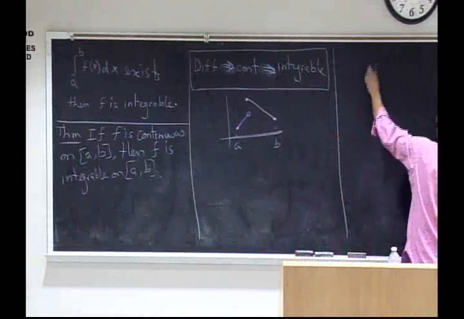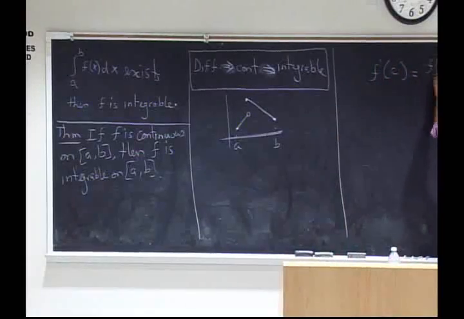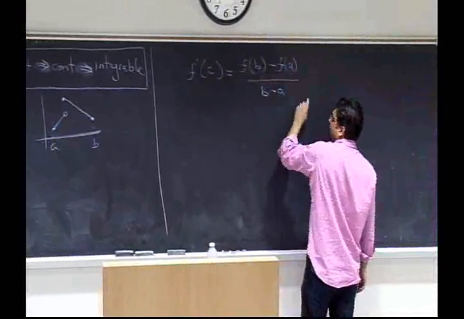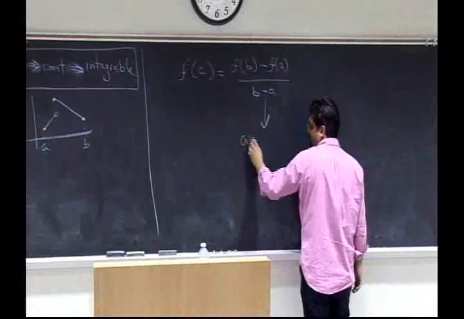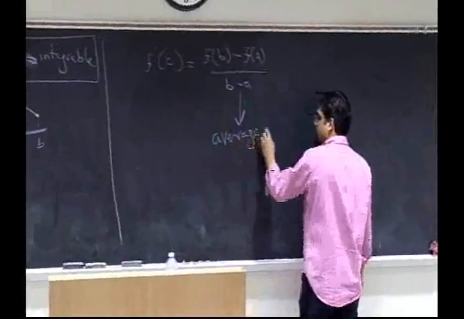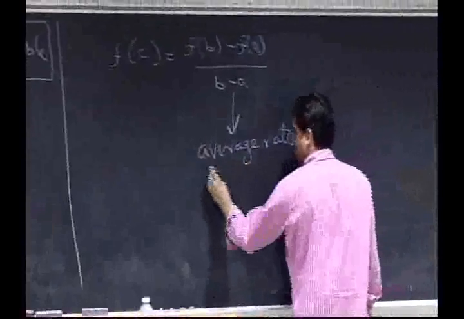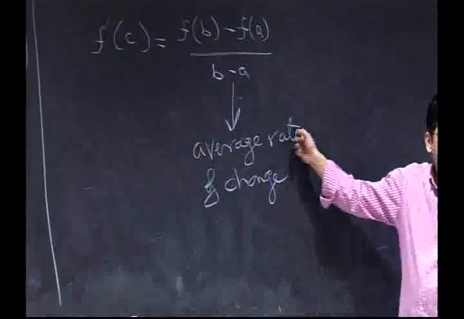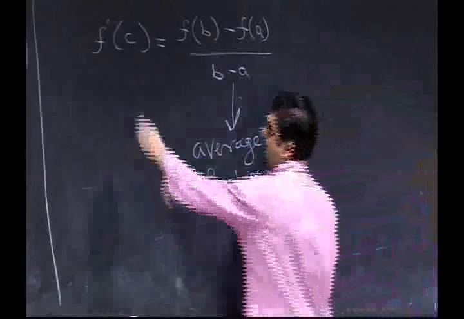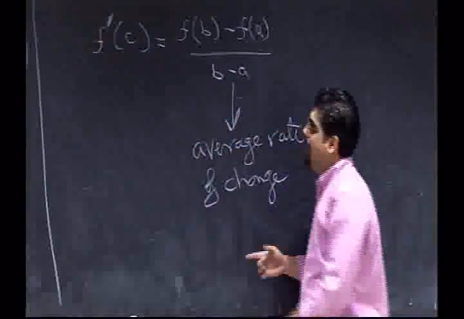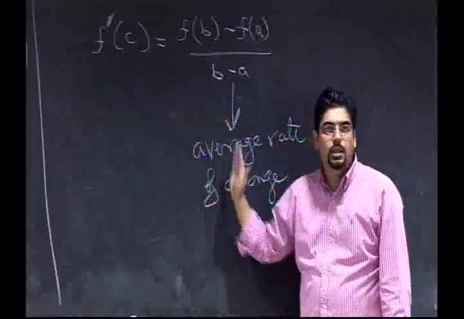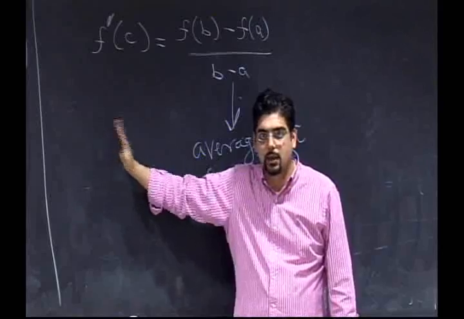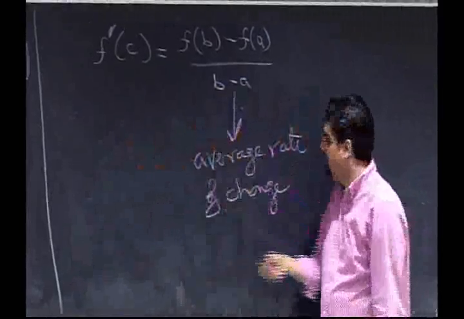Okay, let me remind you. I wrote this down. This quantity is the average rate of change. We're just saying that at some point the average rate of change equals the instantaneous rate of change. Does that make sense? Okay, so that's the mean in the mean value theorem.